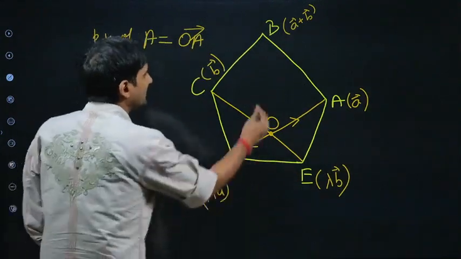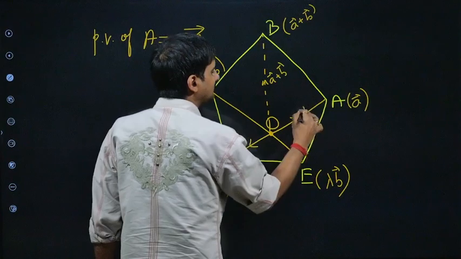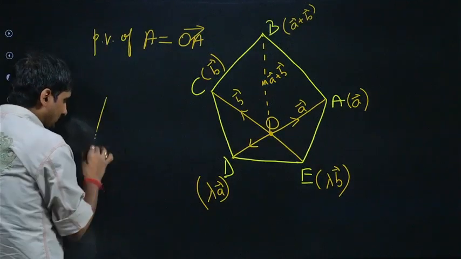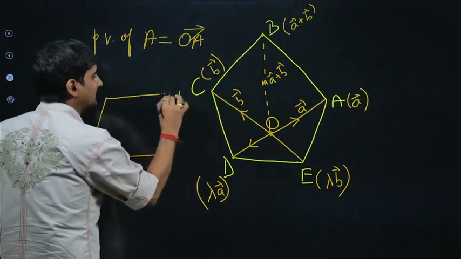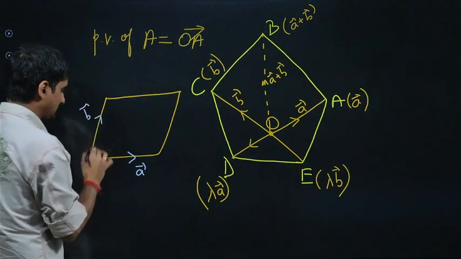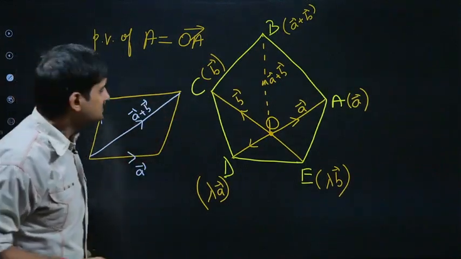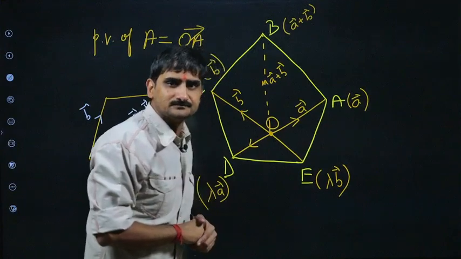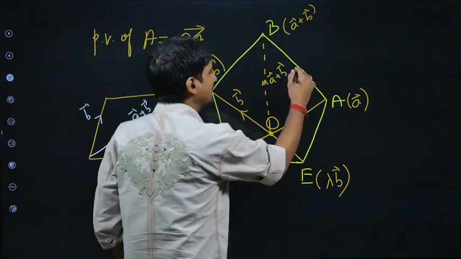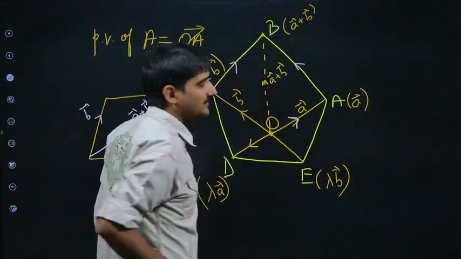Now what I observed is that this is vector a plus vector b, this is vector a, and this is vector b. Try to recall your parallelogram law. In a parallelogram, if this is vector a and this is vector b, then vector a plus vector b is along the diagonal. So if I complete the parallelogram, then this is your vector a plus b. What does that mean? That means this and this are parallel and of equal size, and this and this are parallel and of equal size.